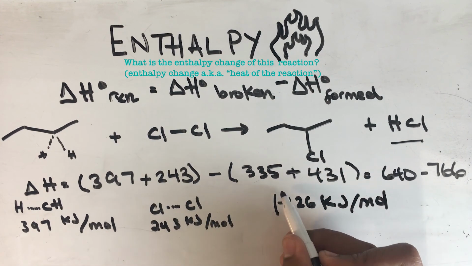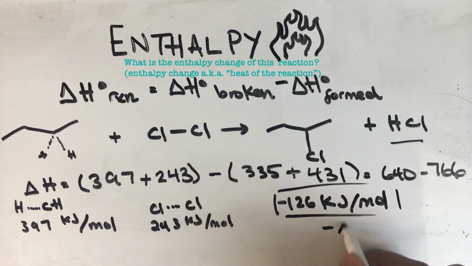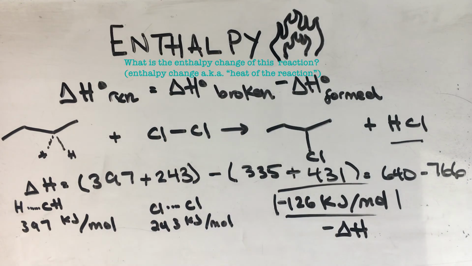So if we look at it and we're like, oh, okay, that's our answer, and we have a negative delta H, what does that tell us? That tells us we had an exothermic reaction. There was a release of heat overall. Overall, we have a negative delta H, exothermic reaction. That's how you would do those problems.